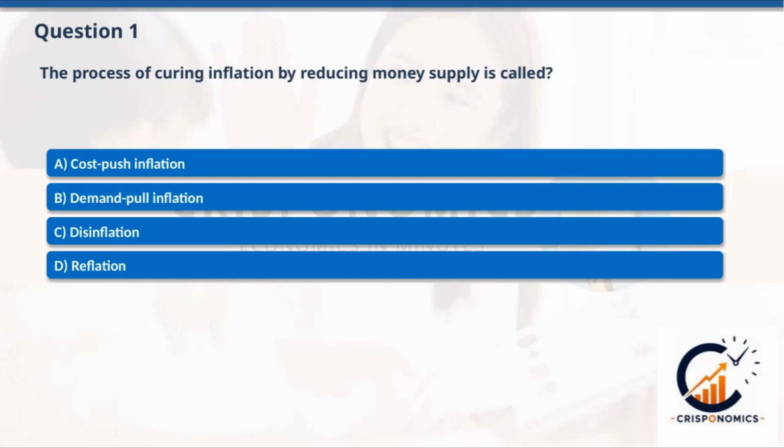fundamental question about inflation. How do we actually cure it? We'll explore 4 key terms: cost-push inflation, demand-pull inflation, disinflation, and reflation. Then, we'll focus on the process of reducing the money supply to bring inflation under control. This sets the stage for understanding how monetary policy works in practice.